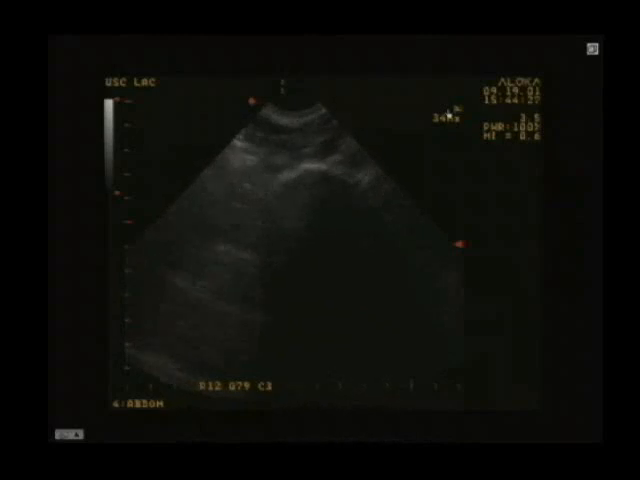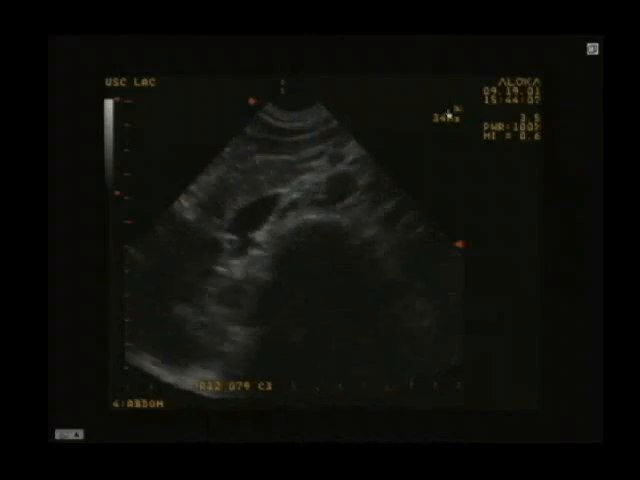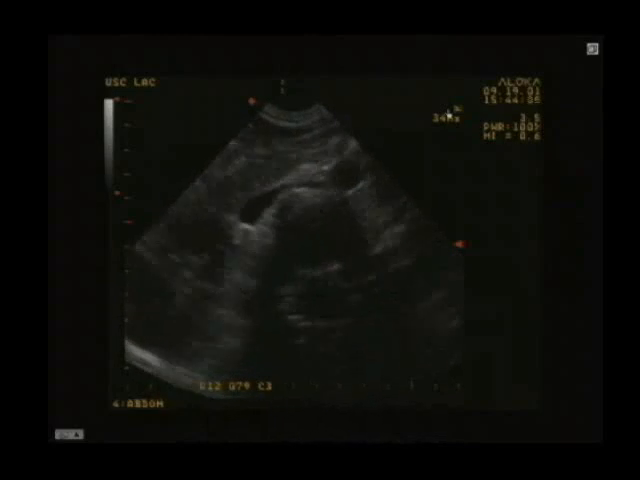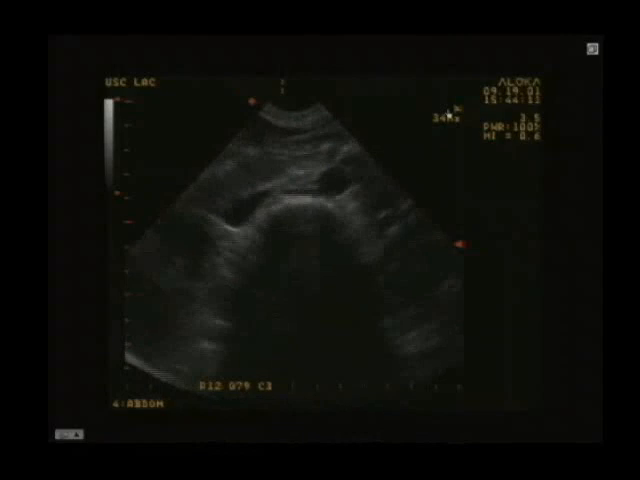Yes, question? The bifurcation is almost always right about the umbilicus, yes.